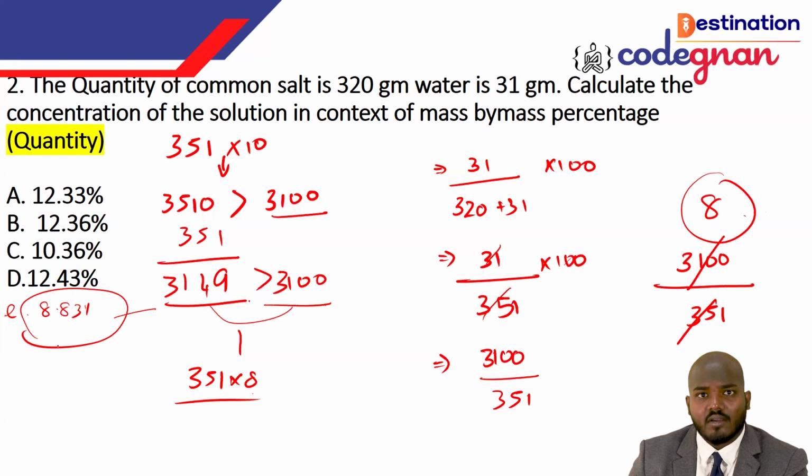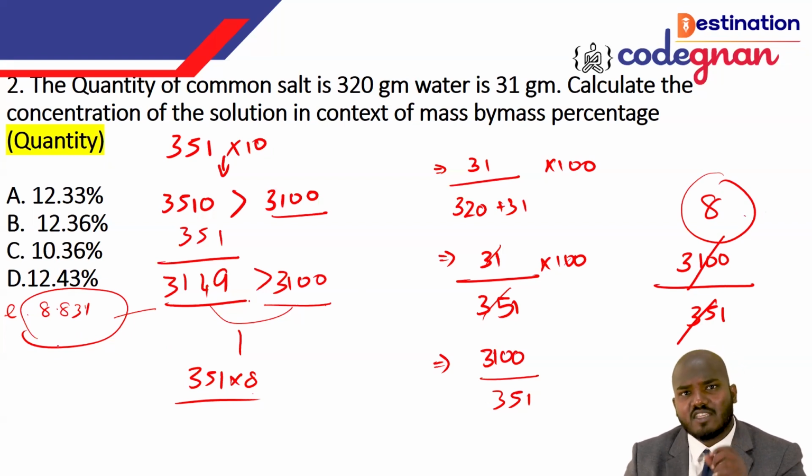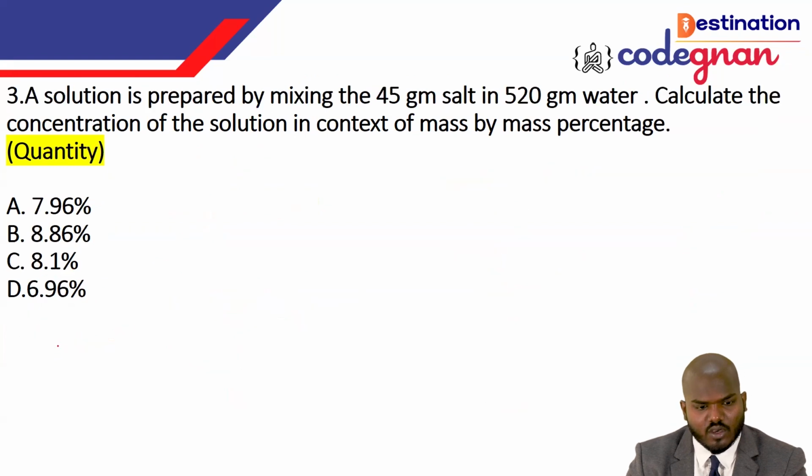So it is the concentration method to find out the quantity of something, using some of the parameters, some of the factors they have given. You just use this method and find out the quantity in a very easy way, in a single step.